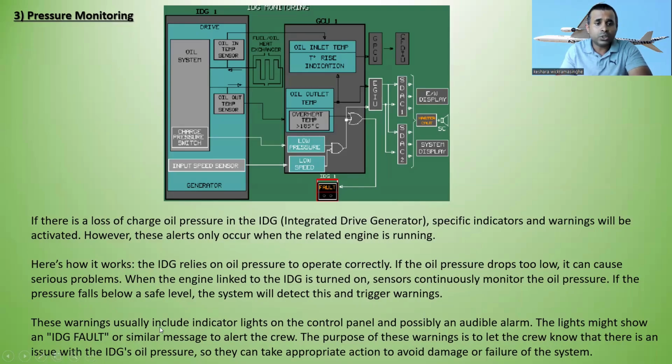So these warnings usually include indicator lights on the control panel and possibly an audible alarm. The lights might show an IDG fault or a similar message to alert the crew. The purpose of these warnings is to let the crew know that there is an issue with the IDG oil pressure, so they can take appropriate action to avoid damage or failure of the system. Yes, those are the 3 indications.